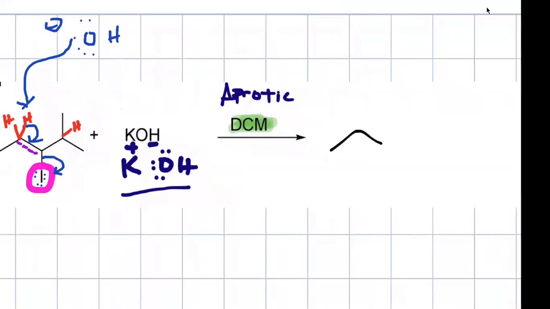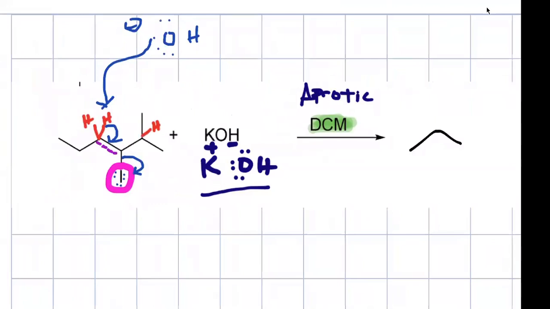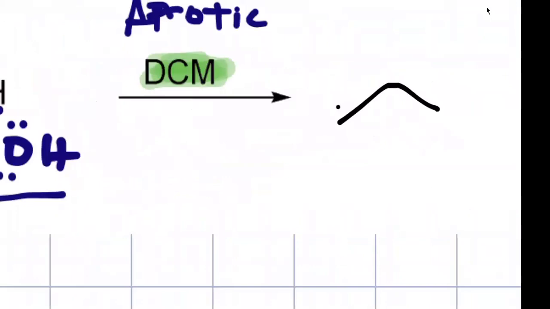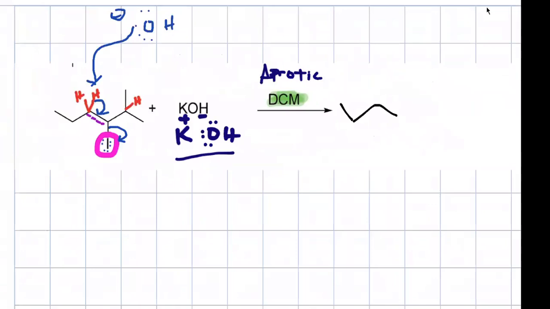Let me make sure I'm not leaving any carbons off. I am. Here. Your pi bond is going to be here. And then boom, like that. That's going to be your first product plus KI. Right? Because the iodine leaves as a negatively charged atom. The potassium is positively charged, so it's just going to form a salt with iodine.